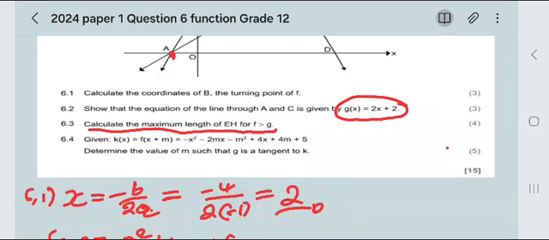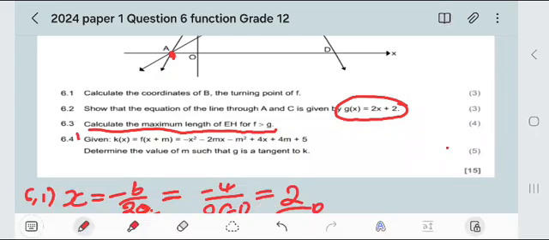So 6.4. Let's check what we are given. This says k of x is equal to g of x plus m, which is equal to minus x squared minus 2mx minus 2m squared plus 4x plus m plus 4m plus k. It says determine the value of m such that g is a tangent to k. You see, such that g is a tangent to k. You must understand it there.